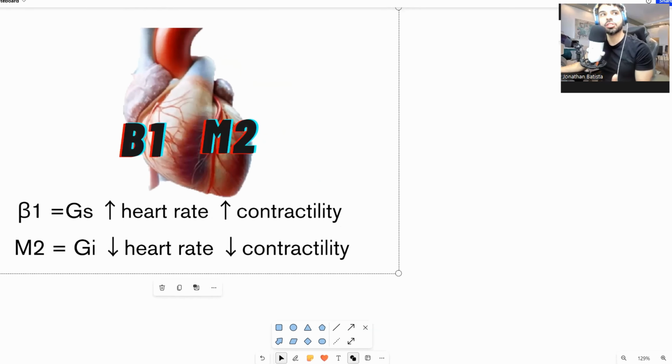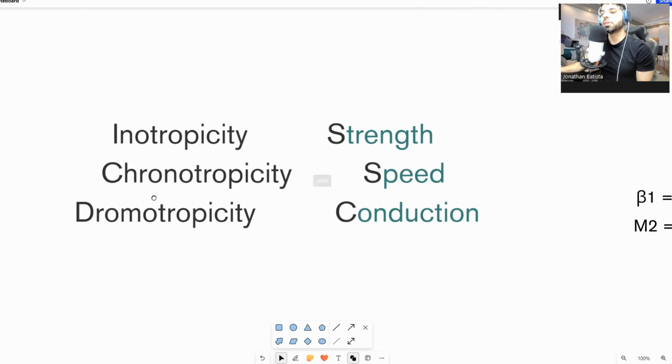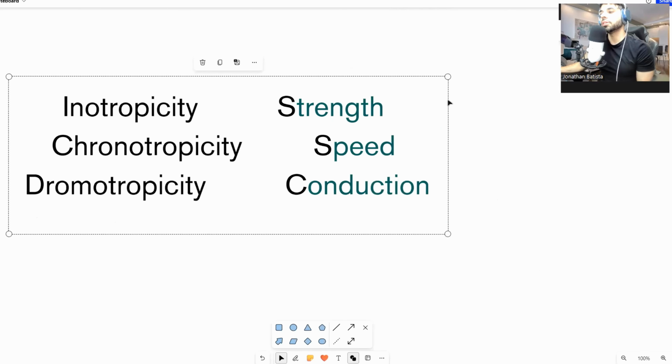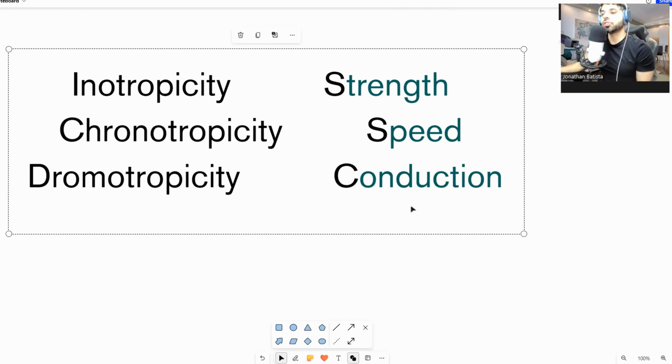So let's get these words down as well, right? We want to understand what all this means. For example, if I'm telling you I'm giving a drug that's increasing inotropicity, I'm increasing the strength of the contraction. The heart rate increases. So beta 1 is overactive or M2 is inhibited. Either way, heart rate increases. I'm talking to you about the chronotropicity, right? And they're not exclusive to each other. You could have an increased inotropicity and an increase in chronotropicity.